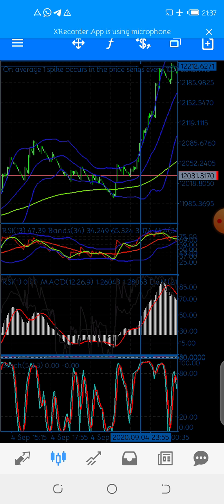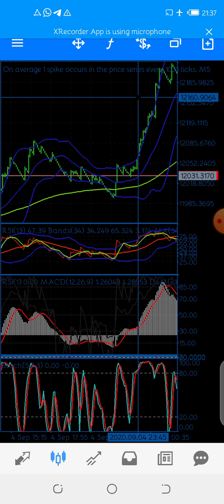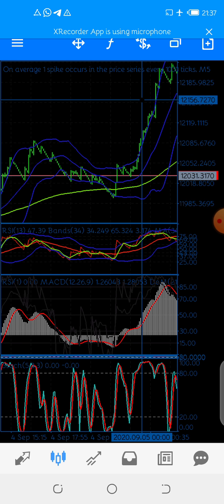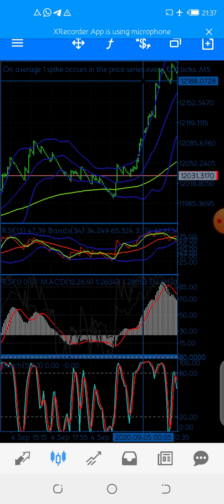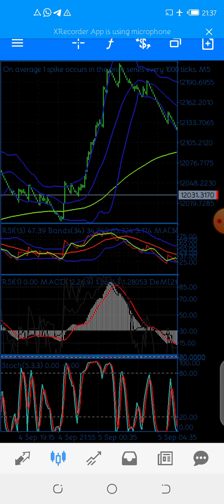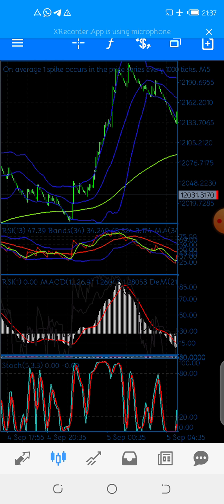So this is a kind of setup where you can get a lot of pips if you just go trailing your stop loss, until the chart takes you out of the market. Okay, so that's it for today, guys.